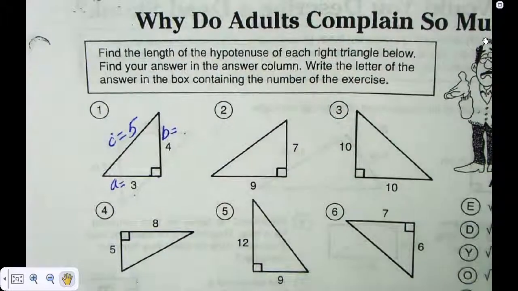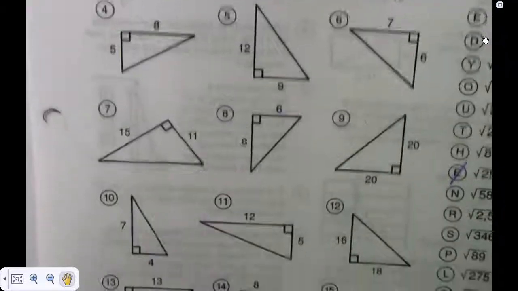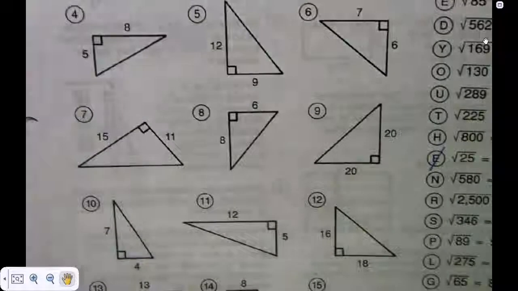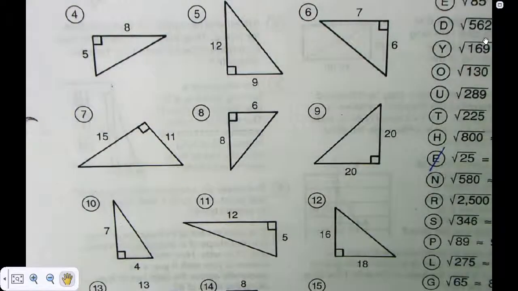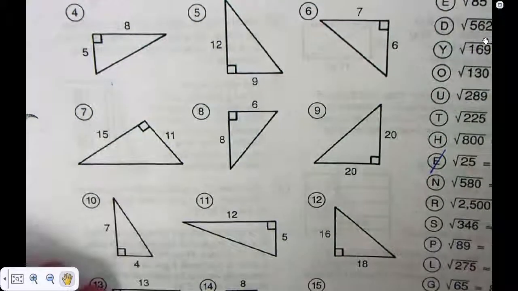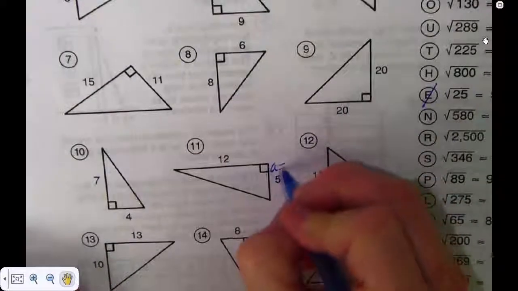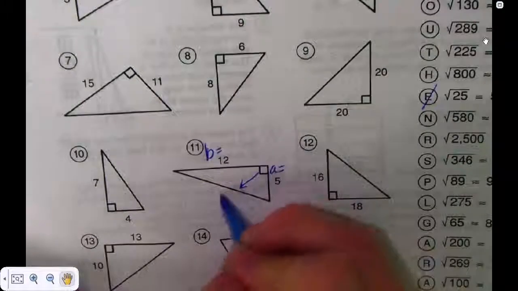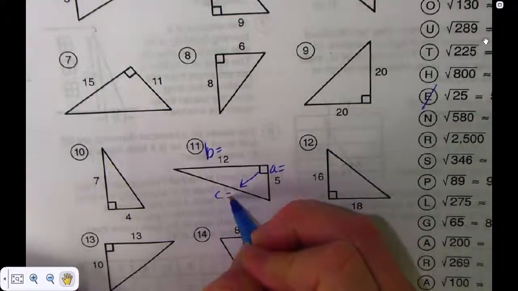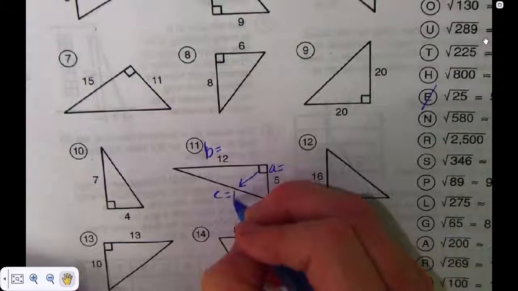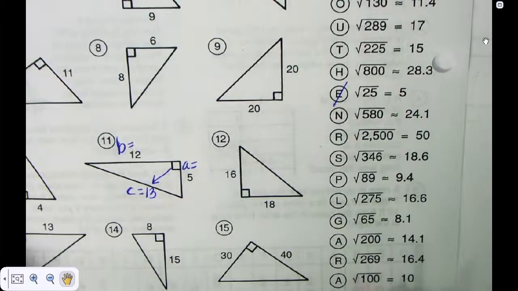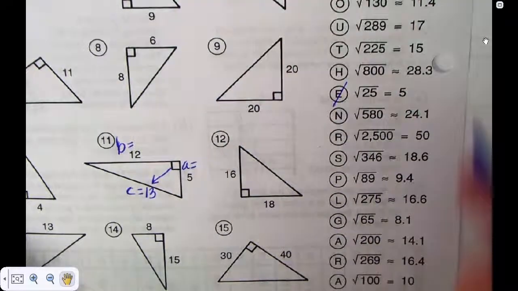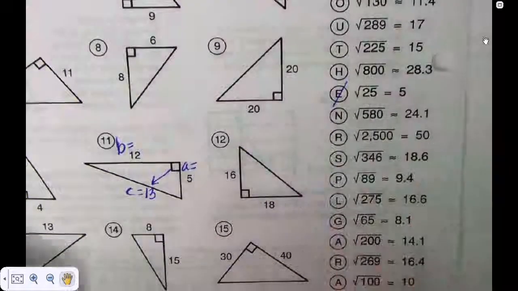Okay, now there's another one that we don't have to do any work for. We already know. 11. We just did it, didn't we? So, A was 5. B is 12. See, there's your right angle, and C is across from it. So, C was what? 13. So, the square root of what gave us 13? 169. The third one, Y. 11 is Y.